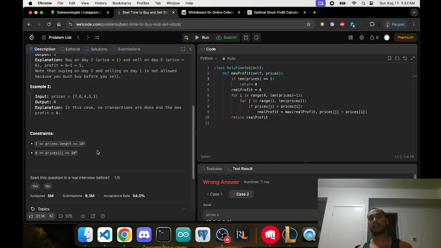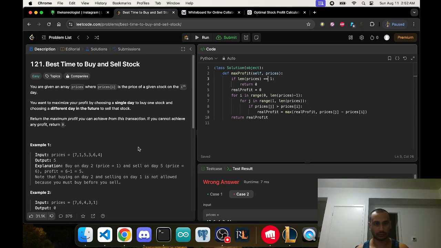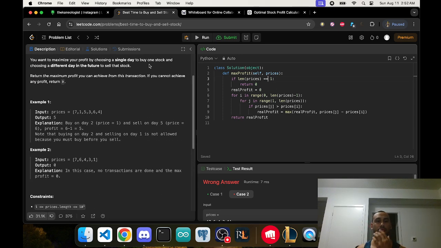Well, there's no case where you can't have prices. You'll always have at least one. So if you cannot achieve any profit, return 0. So if lend prices equals 1, return 0.